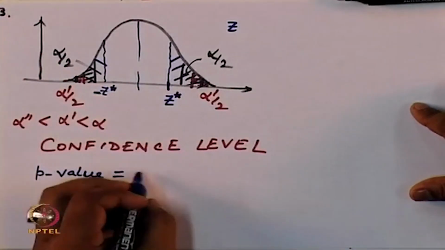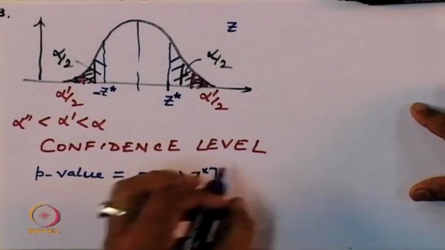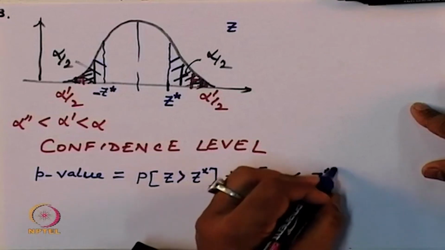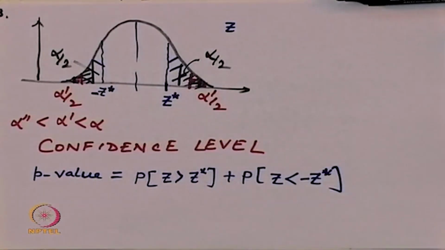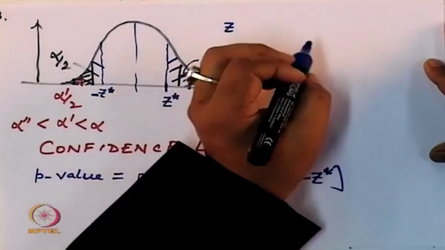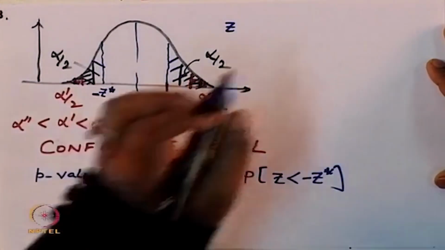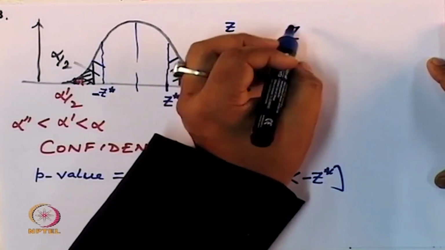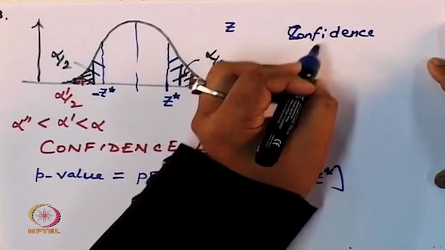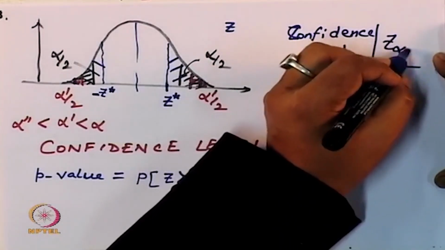In other words, if I label this for this particular case at z star, then the p value is the probability that my z is either greater than z star, or the probability that z is less than minus z star. Okay. So, you can have various levels of confidence. For the two tail test, we call this value z alpha by 2.